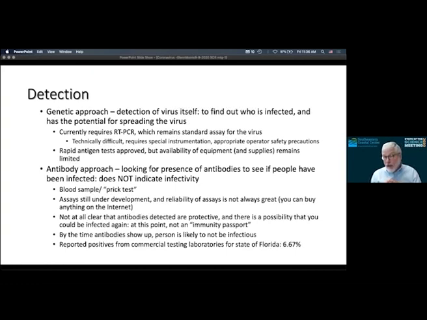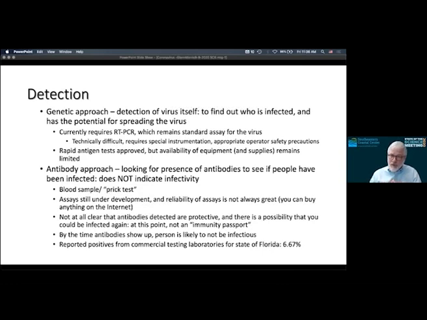There are antibody tests which are available, which basically look for the presence of antibodies to the virus and are an indicator of whether or not somebody's been infected. The problem with antibody tests is they don't indicate whether you're infectious right this minute. And as somebody who's trying to prevent transmission of disease, particularly in a workplace setting, I want to know whether somebody is infectious right now. And the antibody approach doesn't do that.